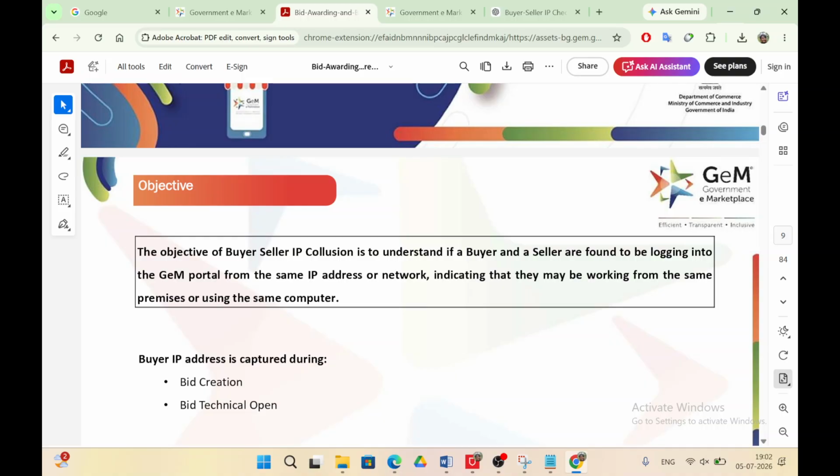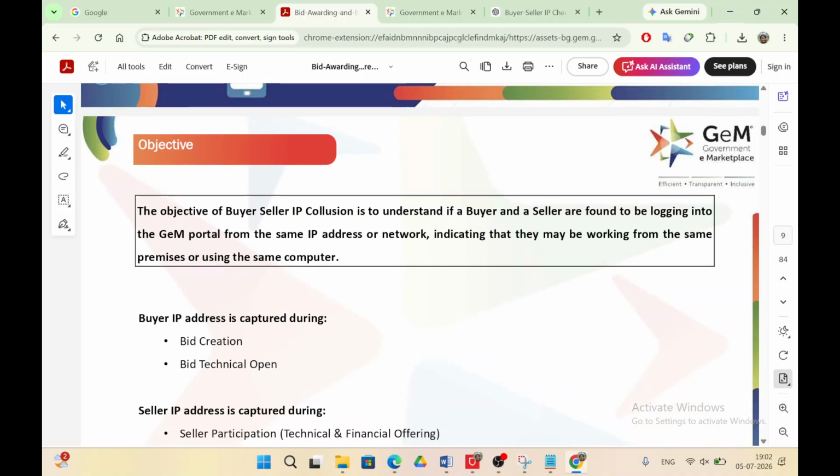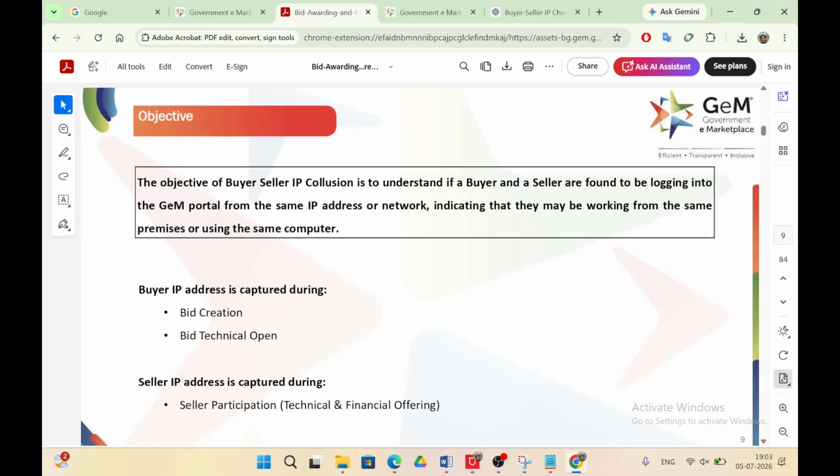Buyer IP address is captured during two stages. One is during bid creation, second is when he is opening technical bid. Seller IP address is captured during two stages again when he is submitting bid. One is technical bid, another is financial offer.